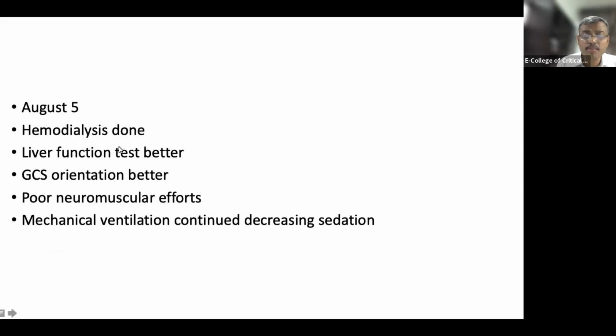Okay, August 5, hemodialysis done. Good thing. I think the kidney had worsened here. So has undergone hemodialysis, liver function improved. GCS orientation is better. Poor neuromuscular effort. See again, this poor neuromuscular effort. So what you have to do is try to mobilize that patient to chair as early as possible.